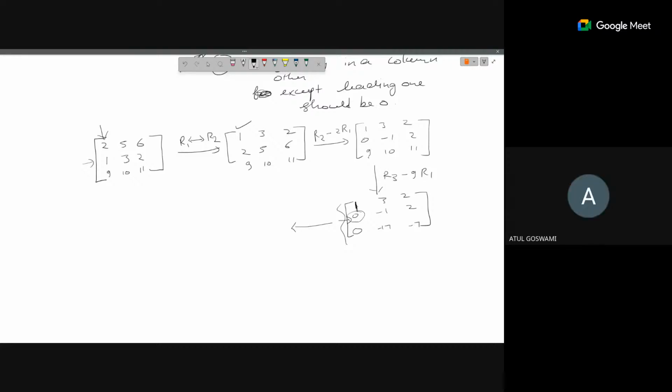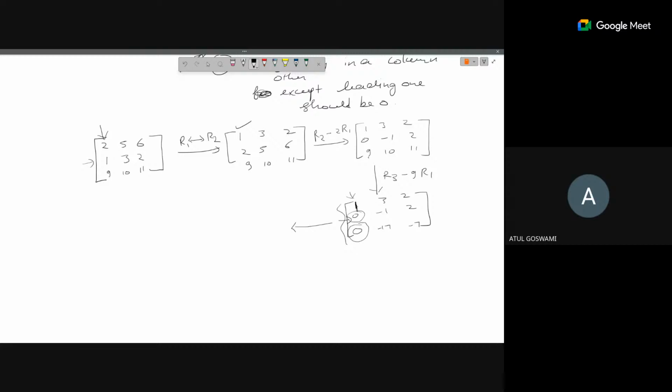Okay, so this entry cannot be non-zero. I circled this because of the second condition. And this also cannot be non-zero, because the leading entry in the second row should be to the right of the previous leading entry. This is the second condition.